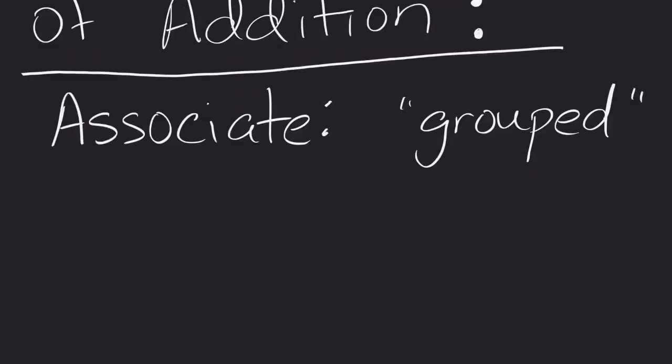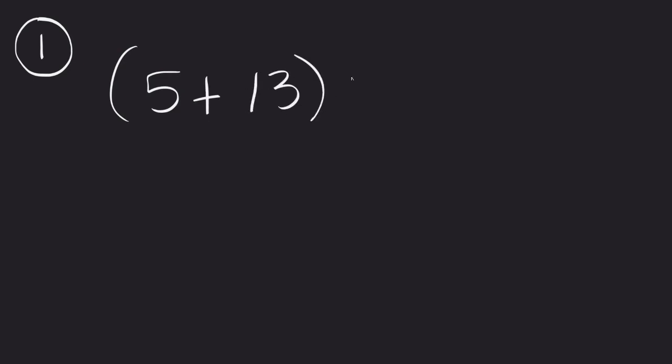So how does that apply to our math? Well, let's take a look at our first type of problem here. If I give you something like this, (5 + 13) + 7. Okay, so this is read as the quantity of 5 plus 13, plus 7. It means I'm going to take 5 plus 13 first, and then I'm going to add 7.